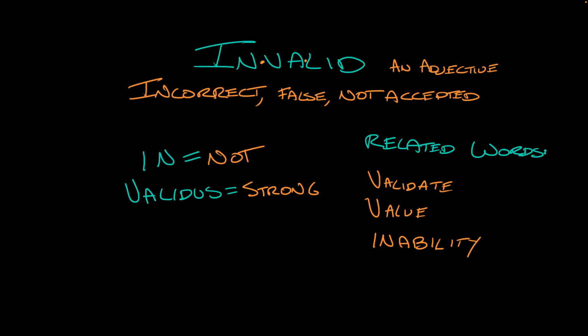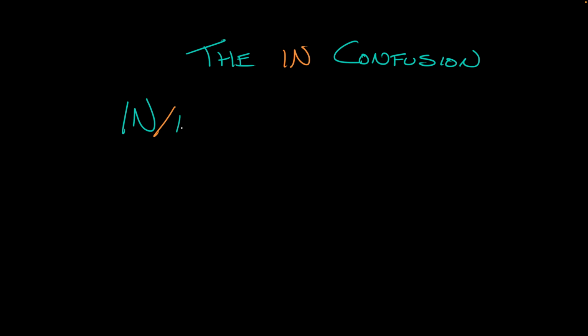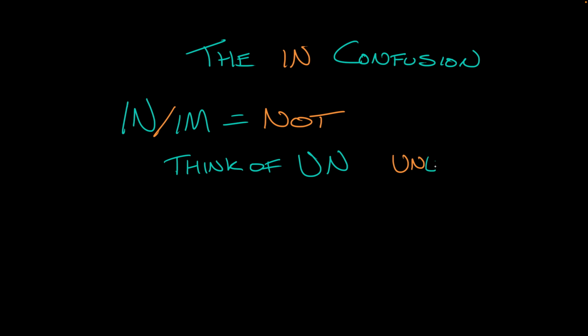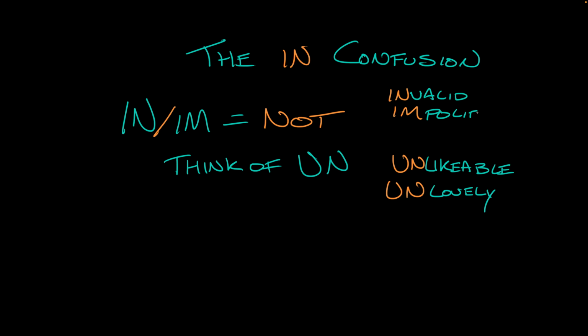Let's spend some time talking about that in prefix, honestly, because it can get confusing. There are two different prefixes in English, both coming from Latin, that are spelled and pronounced the same way. Both in, I-N, that have different meanings. In, or sometimes I-M, means not, exactly like the native English un, like unlikable, unlovely. Think invalid, impolite, infrequent. Right? Not correct, not polite, not frequent.